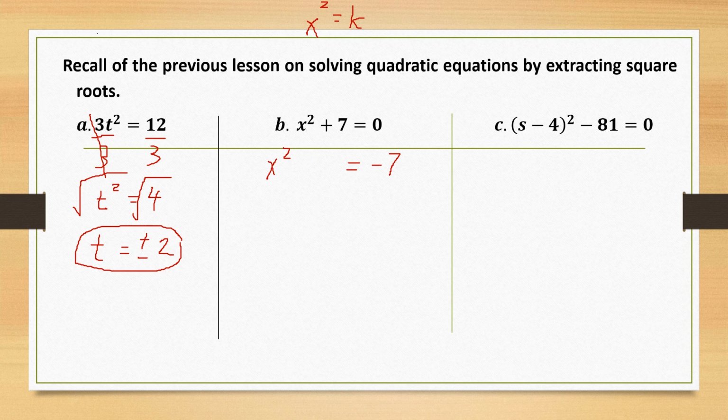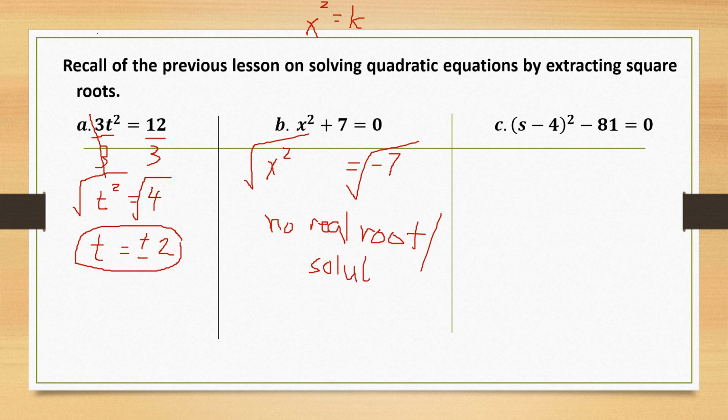Since k is less than 0, then this quadratic equation has no solution or no real root, because there is no number which when multiplied by itself will give us negative 7. Let's proceed to letter C.